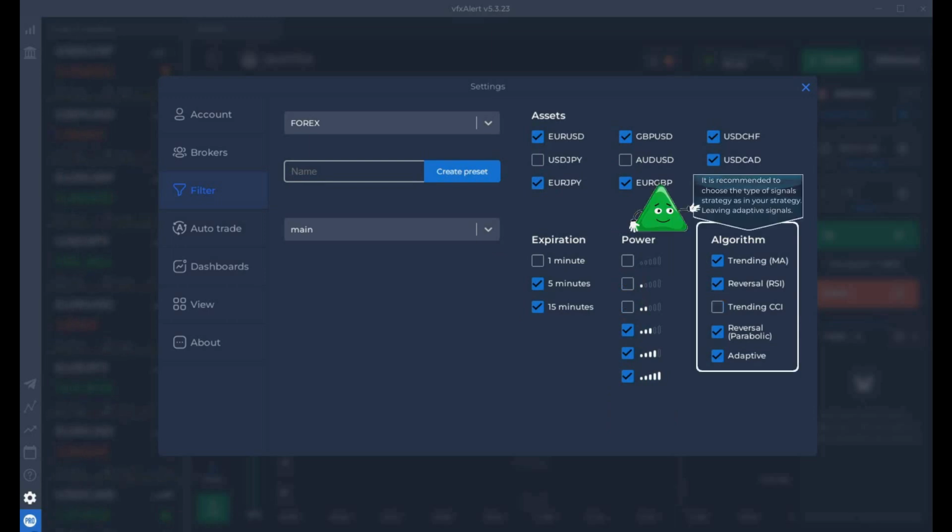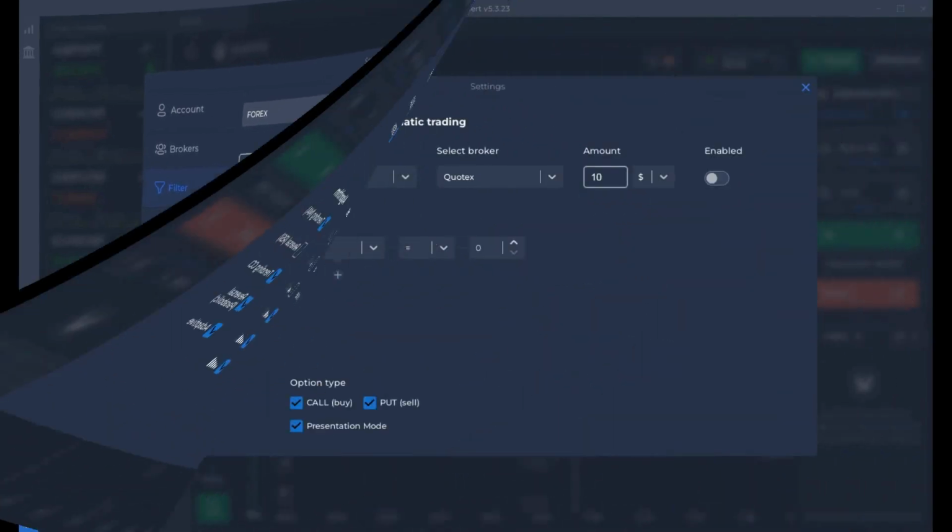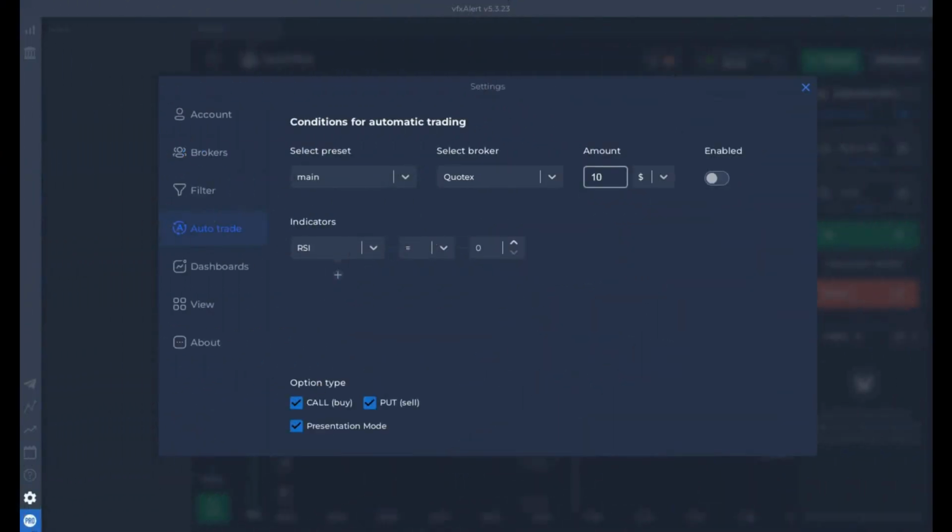We choose the type of signal according to the market and your strategy. For sideways movement, enable reversal signals and disable trend signals. We always leave adaptive ones. Let's move on to the auto trade settings for the preset.